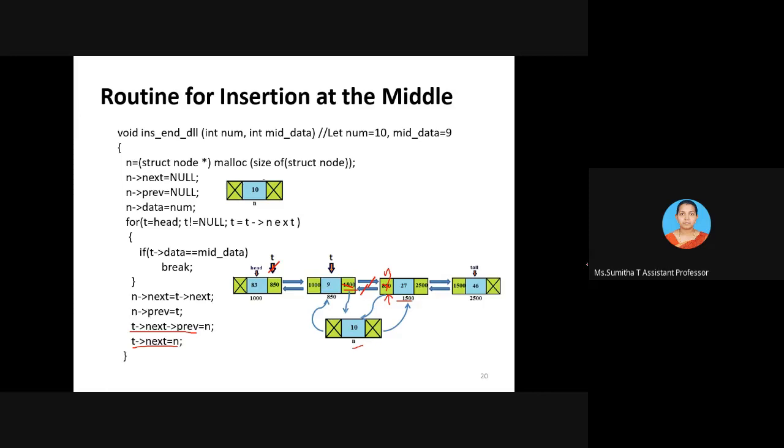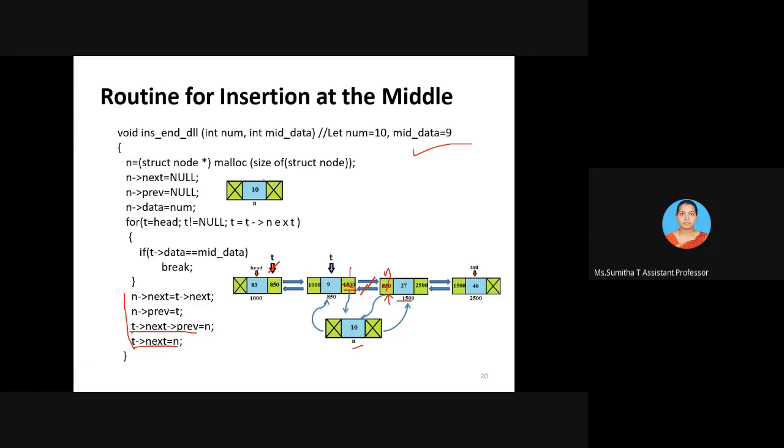Insertion at the middle is nothing but adding a particular node after the element the user gave. Here we are going to change four fields, this, this, this and this. These four lines are used to make the connection between the newly added node and the previous node. Okay, if you have any doubt, please ask me.